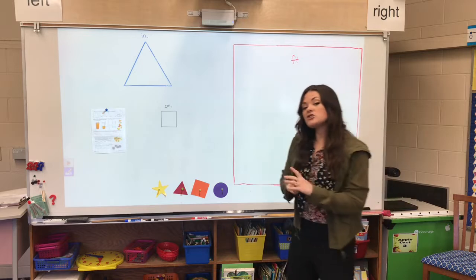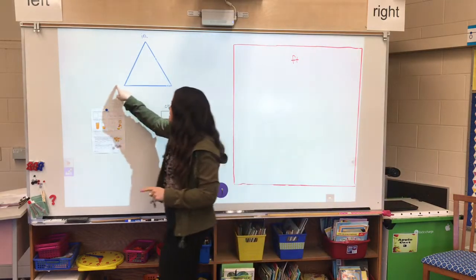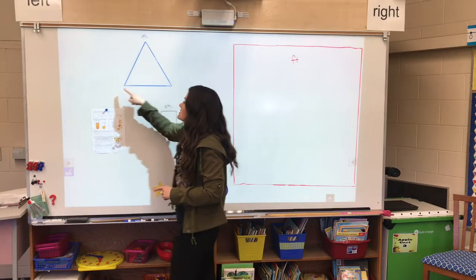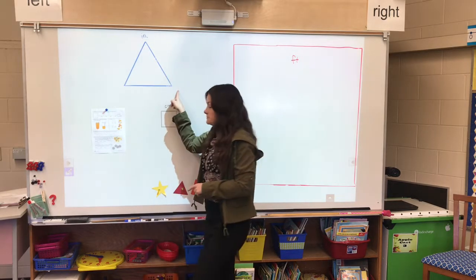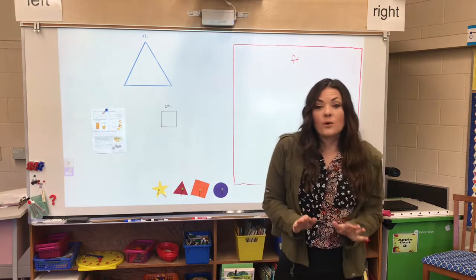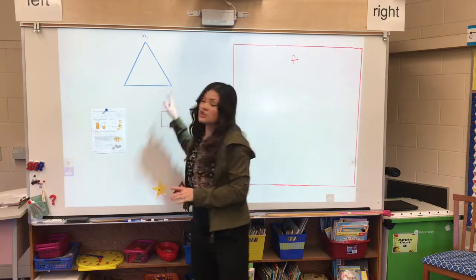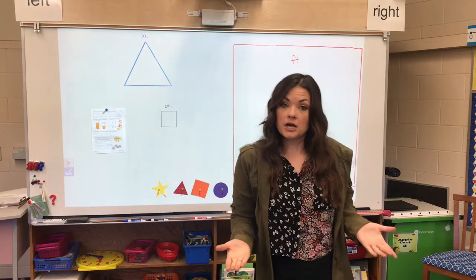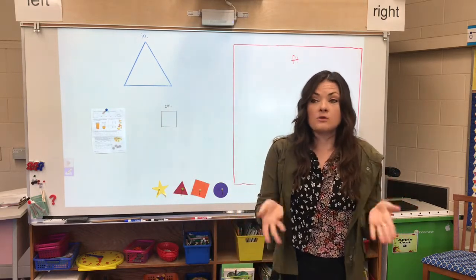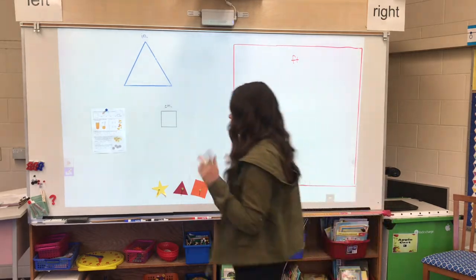Now, my question to you, my challenge for math today is, what is the distance around the outside of our shape? And I have a new vocabulary word for you. This is a big word, but what it means, the distance around the outside of our shape is called the perimeter. Can you say perimeter? Perimeter. Perimeter. That means the distance around the outside.